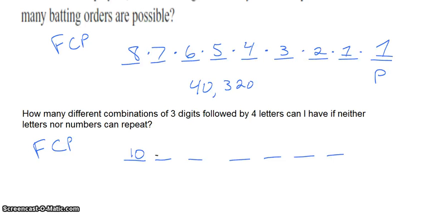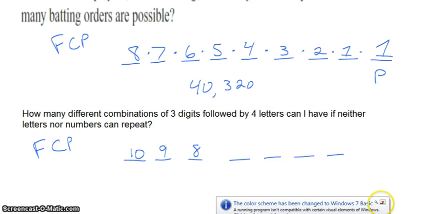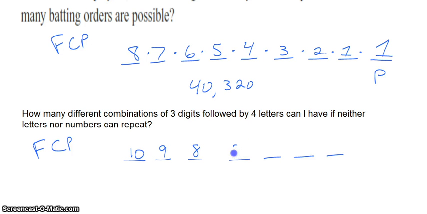And then if I cannot repeat, there are 9 choices for the next number and 8 choices for the next number. Then I have 4 letters. There are 26 letters in the alphabet, so there are 26 choices for the first, 25 for the second, 24 for the third, 23 for the fourth. Some people also kind of mix up how many letters there are in the alphabet, thinking there's 24. Sometimes they have to count them, but there are indeed 26.